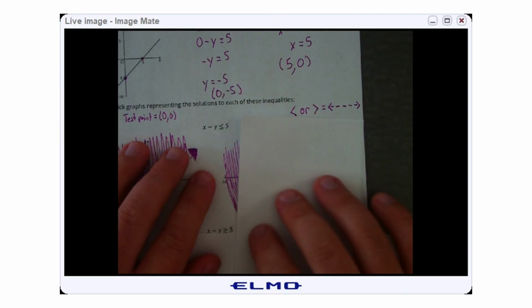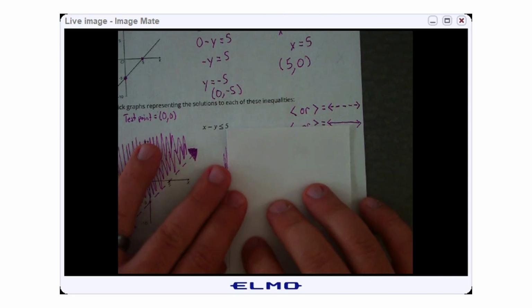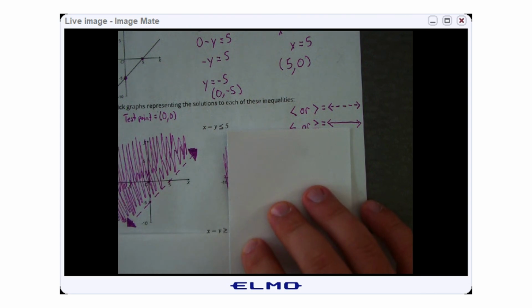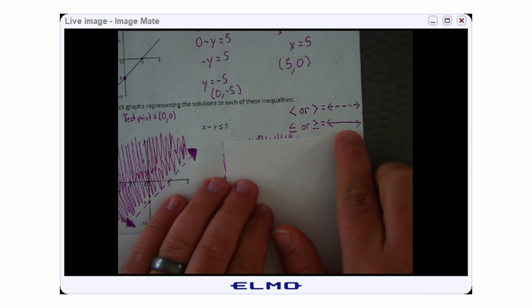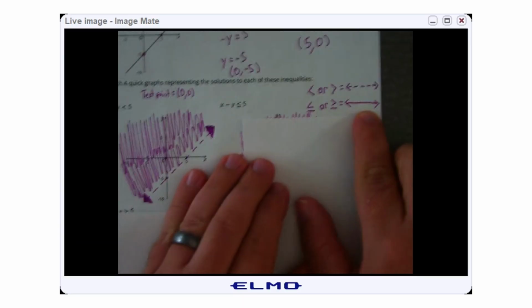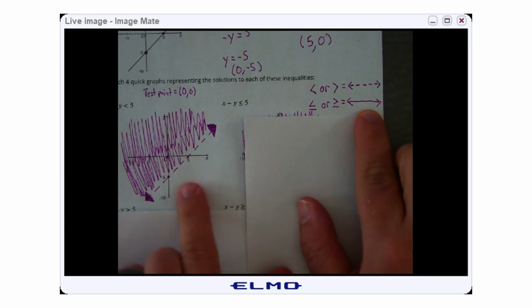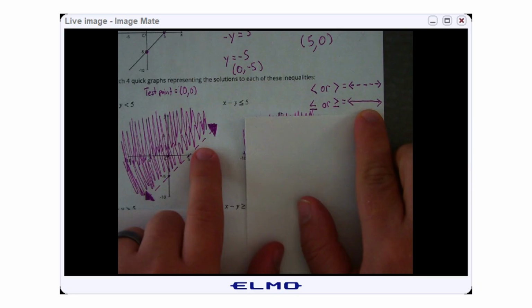So look over here. We have the inequality x minus y is now less than or equal to 5. If we take a look, the less than or equal to sign tells us that we need to graph a solid line. So I'm going to graph that same line we graphed before, but instead we're going to use a solid line. And we still have to figure out the shading now.